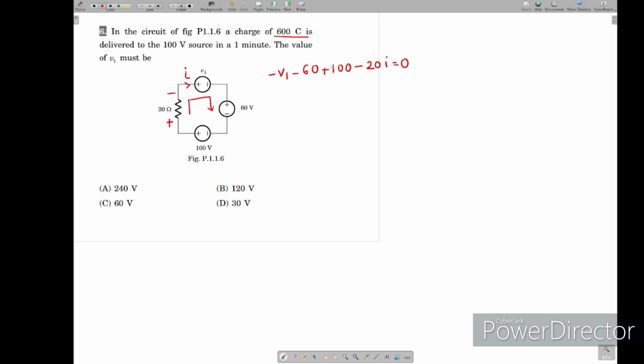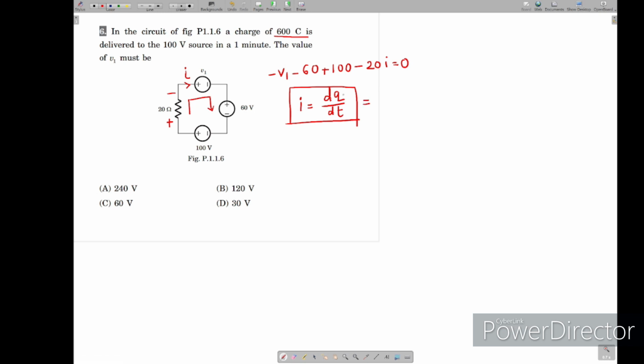But in this we have two unknowns and only one equation, so we have to use what they gave in the question. What is it telling? A charge of 600 coulombs delivered to a 100 volt source in 1 minute. He is telling that the 100 volt source delivered 600 coulombs of charge in 1 minute. We know the current I equals the rate of change of charge per unit time. This is the basic current equation.